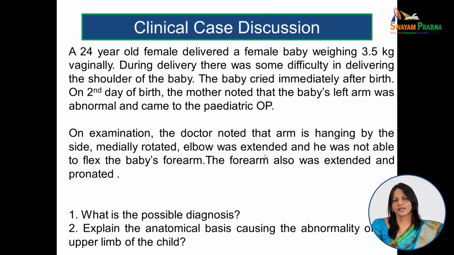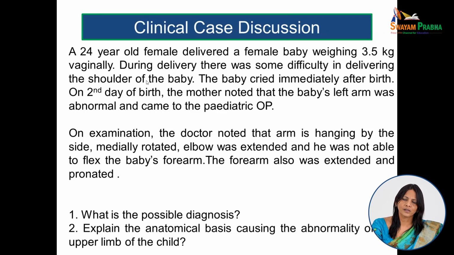So with that, we come to the discussion of the case that we presented in the first part of the session. A 24-year-old female who delivered a female baby weighing 3.5 kg vaginally. Here, we need to look into the sex of the baby, doesn't matter. But the weight does have a significance because of the weight, there was some difficulty for the obstetrician in delivering the shoulder of the baby.